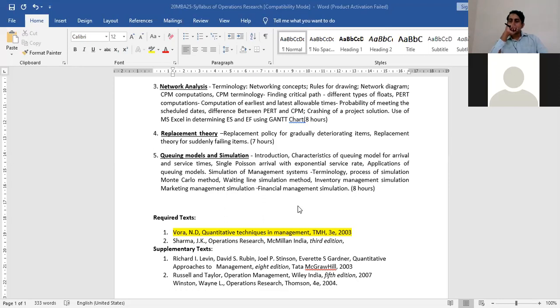Sir, are all the 5 modules sums? Correct. Yes, all the 5 modules will be related to problems, so there is no theoretical aspect. Even in the question paper, if you take any year's question paper, you will see that 20% may be theory, but 80% is problems.